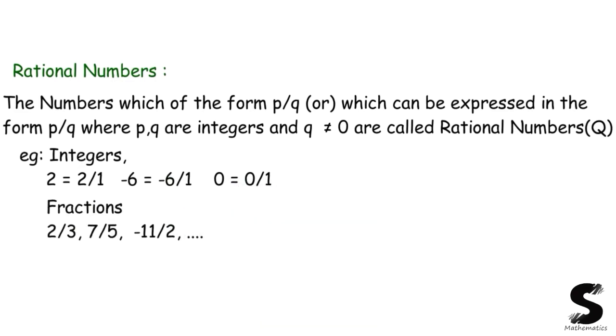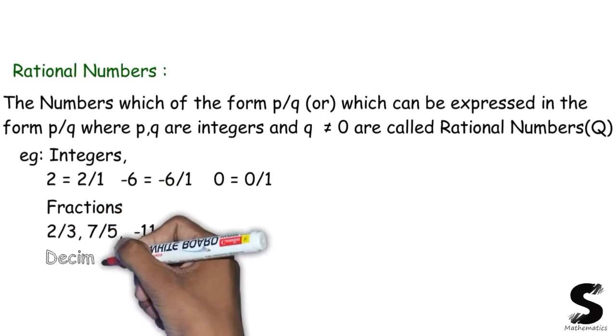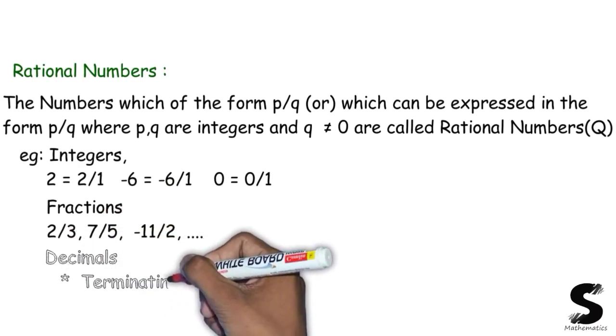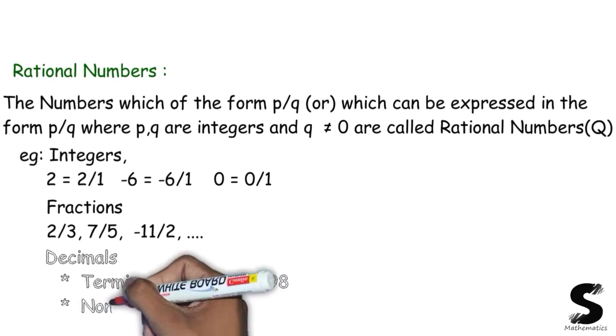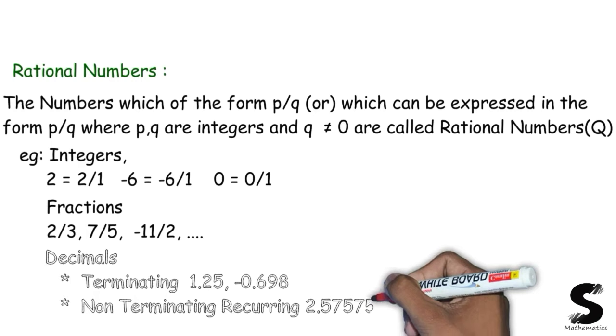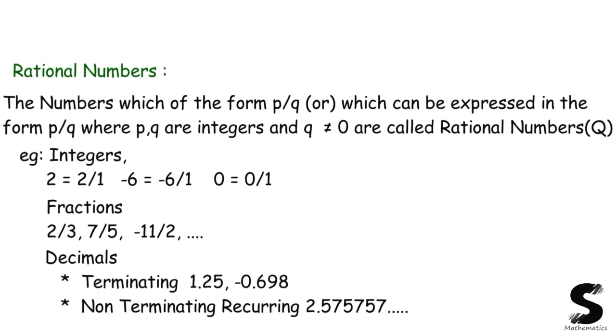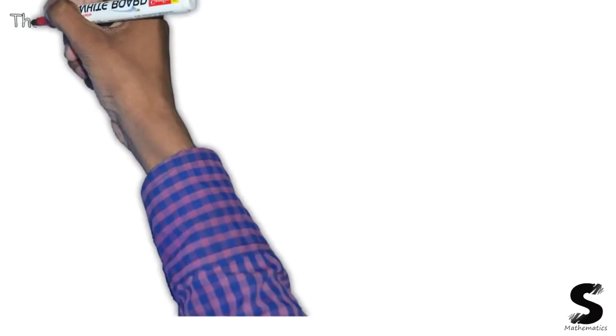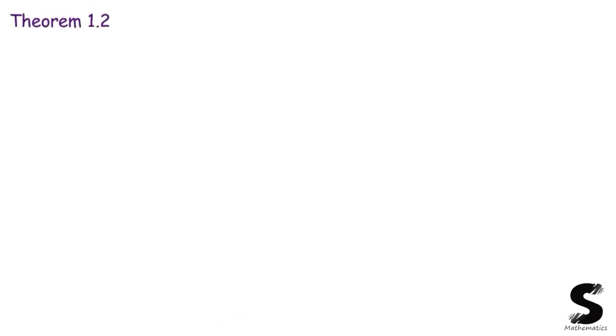Next one is decimals. In decimals, terminating decimals are also rational numbers. Example 1.25, minus 0.698 and so on. And non-terminating recurring decimals are also rational numbers. Example 2.575757 and so on. Now we will discuss the theorems.